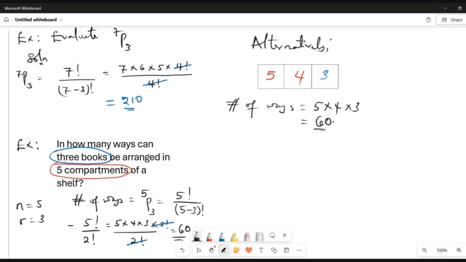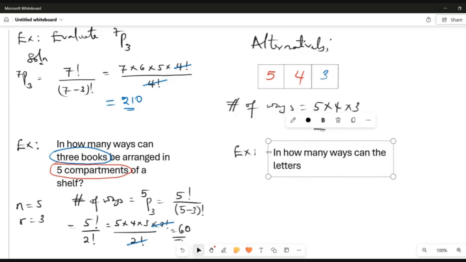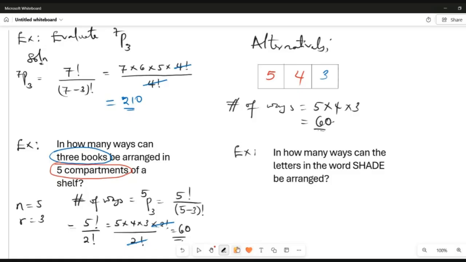Or they ask you, let's say example 3, I don't know if this is example 3 anyway. Now the question is, in how many ways can the letters in the word Shade be arranged? Here, you want to arrange 5 letters from 5 letters. So you can do it in 2 ways again. Okay. The first way, solution now.